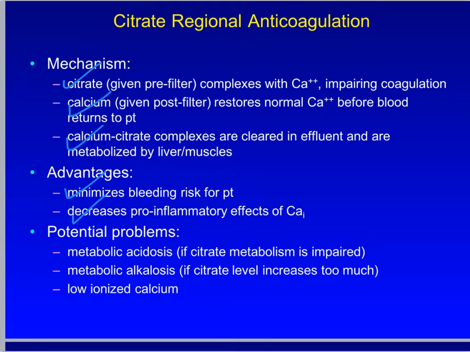Things that can potentially go wrong with the complicated process of citrate anticoagulation include metabolic acidosis if citrate metabolism is impaired, for instance, because of liver disease, which allows citric acid to accumulate. You can also get metabolic alkalosis if the rate of citrate infusion is too high, so that citrate is metabolized to bicarbonate, and you can get low ionized calcium levels if the citrate infusion rate is too high or if the calcium rate is too low.